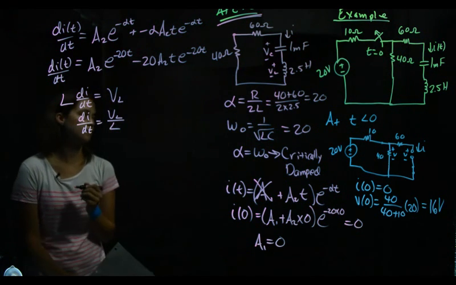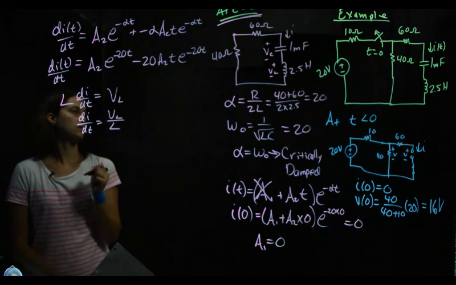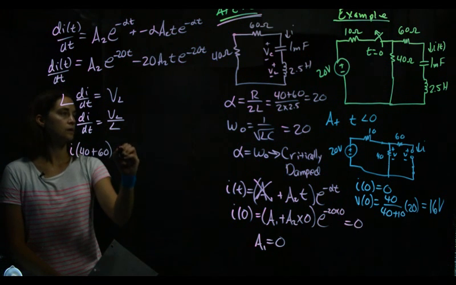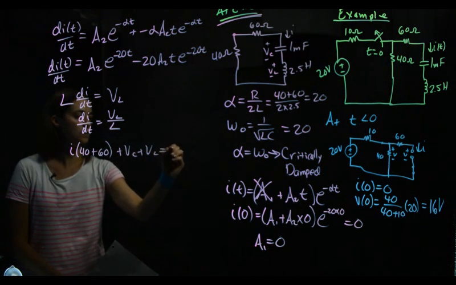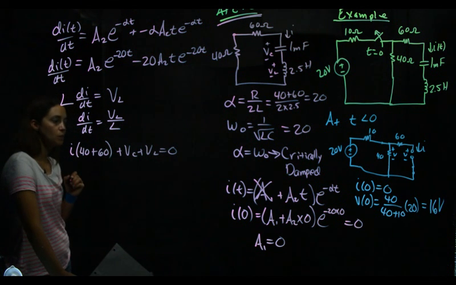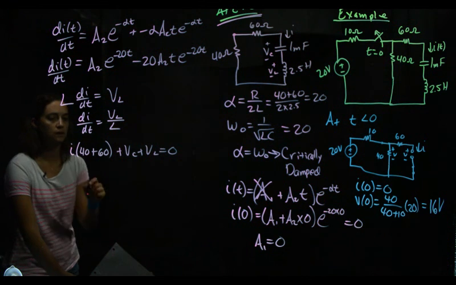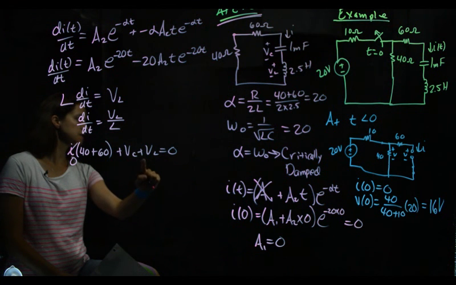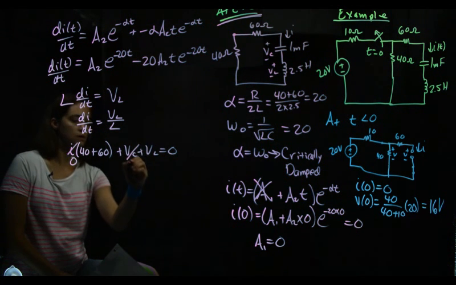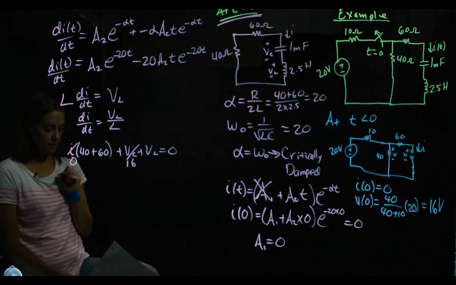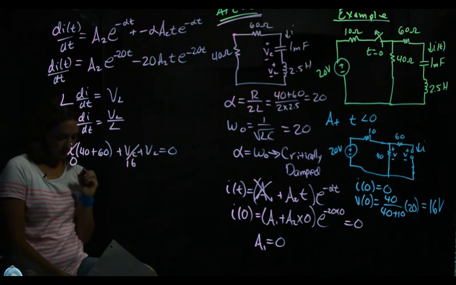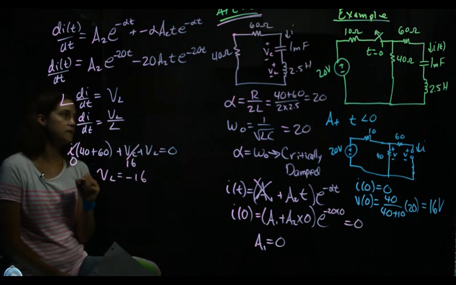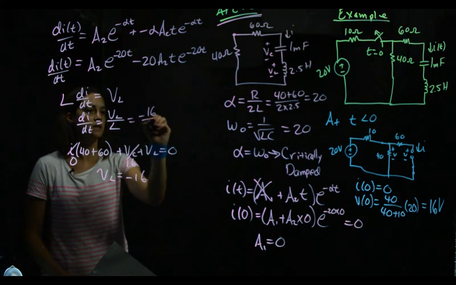I can write a KVL around here. I have I times 40 plus 60 plus VC plus VL equals 0. I know I, that's one of my initial conditions. I was 0. I know VC, again, that was an initial condition. That was 16. So I have that my VL is minus 16. So my di/dt is minus 16 over 2.5.